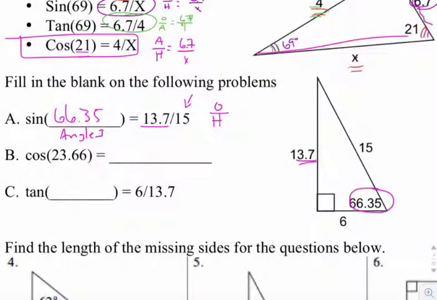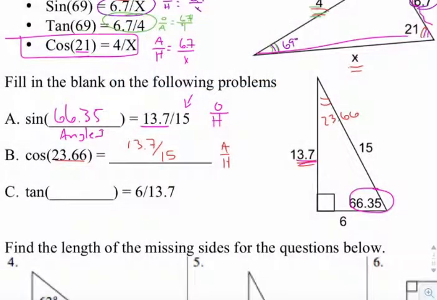Okay, this one tells us the angle. We have to come up with the right ratio. So cosine, recall, is adjacent over hypotenuse. They want to use 23.66 as the angle. Now again, think about the triangle sum theorem. Adjacent to that 23.66 would be the one touching it. That gives us 13.7. Hypotenuse is used, and that's still going to be 15.